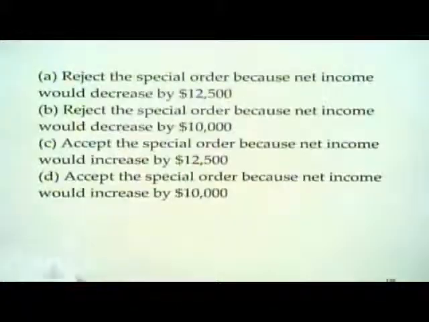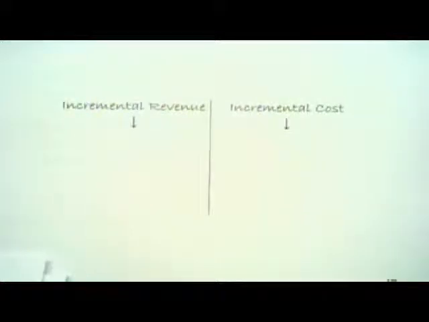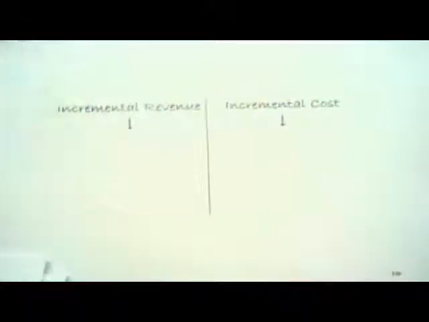Okay, so we have rejected, accepted, and of course, what's the effect on income? Well, again, bam, bam, bam. You guys don't pass go. Don't even think about it. Just go right to the bottom of the page and write two columns. One for incremental or additional revenue, one for incremental or additional costs.